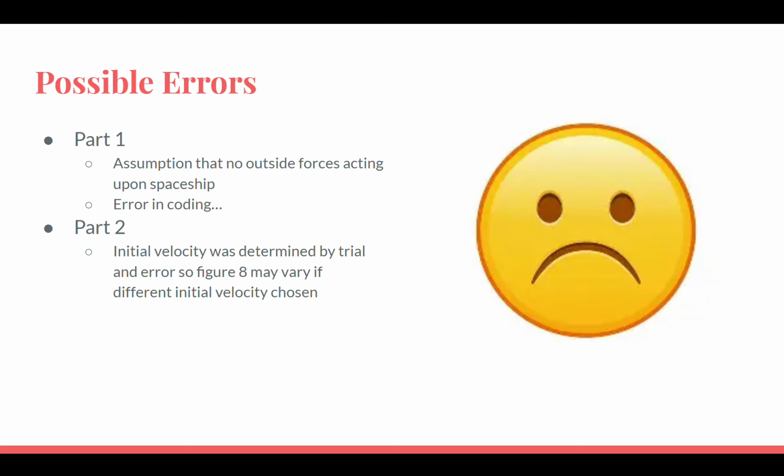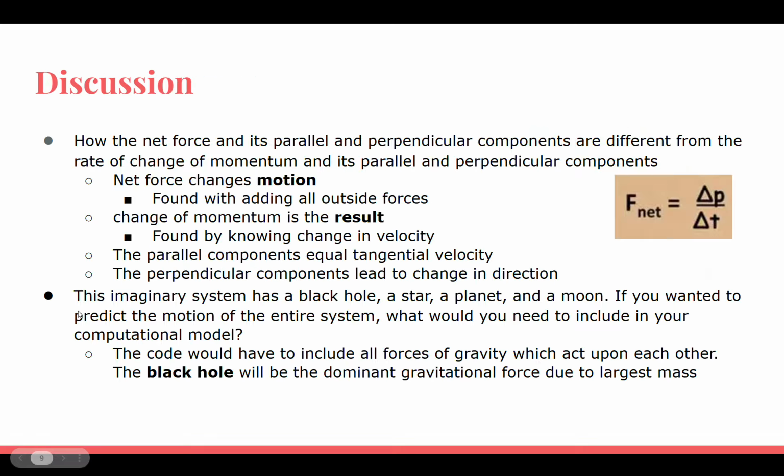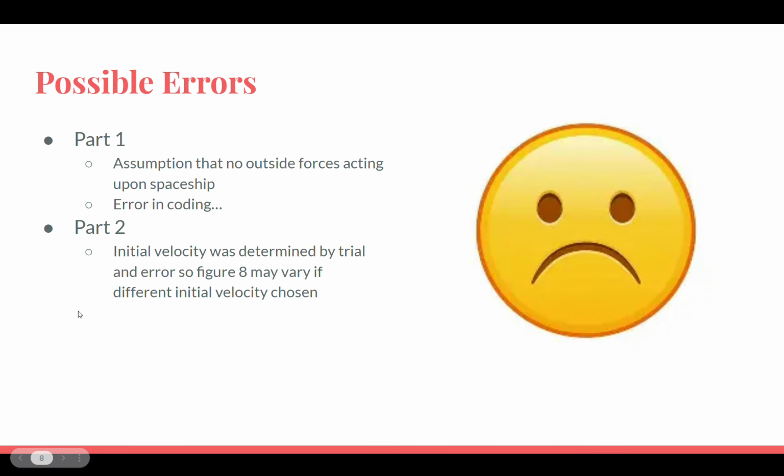And then in part 2, as I said, the initial velocity was determined by trial and error, so the figure 8 could vary depending on what you choose. And as I said, mine looked like this.